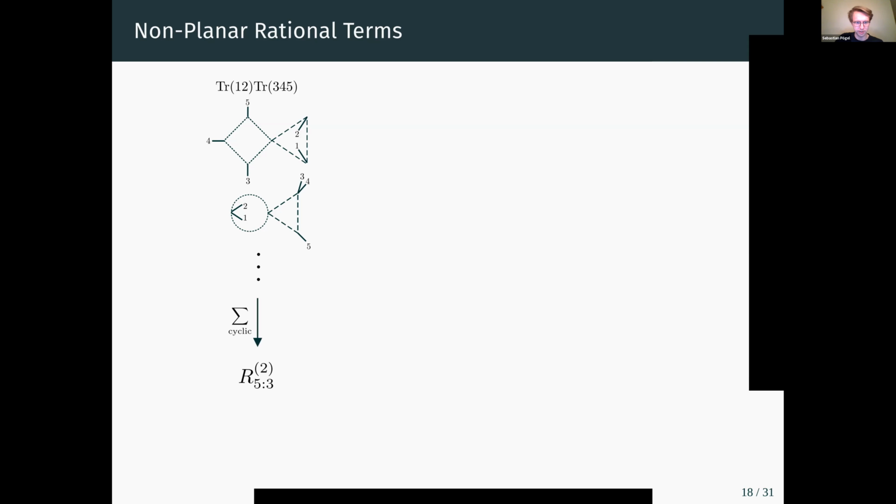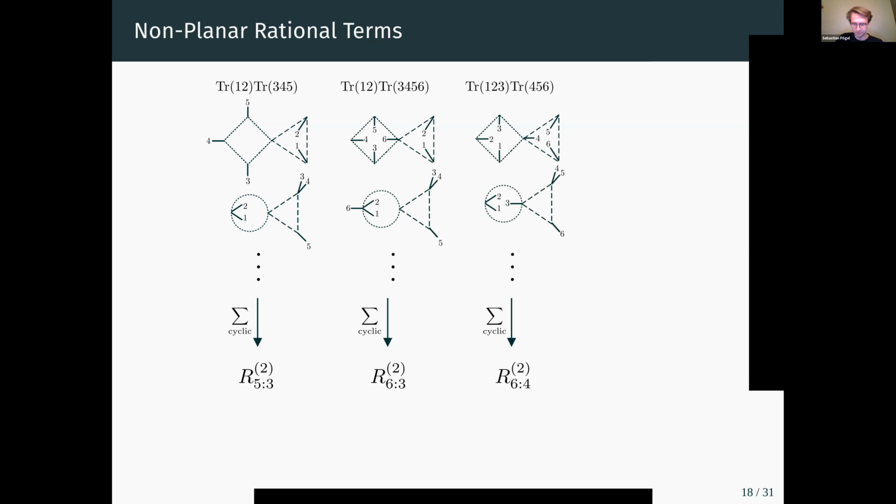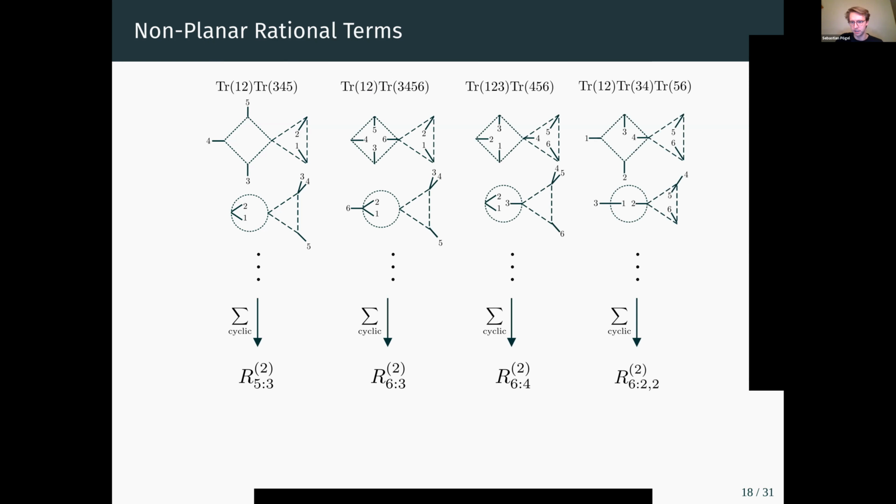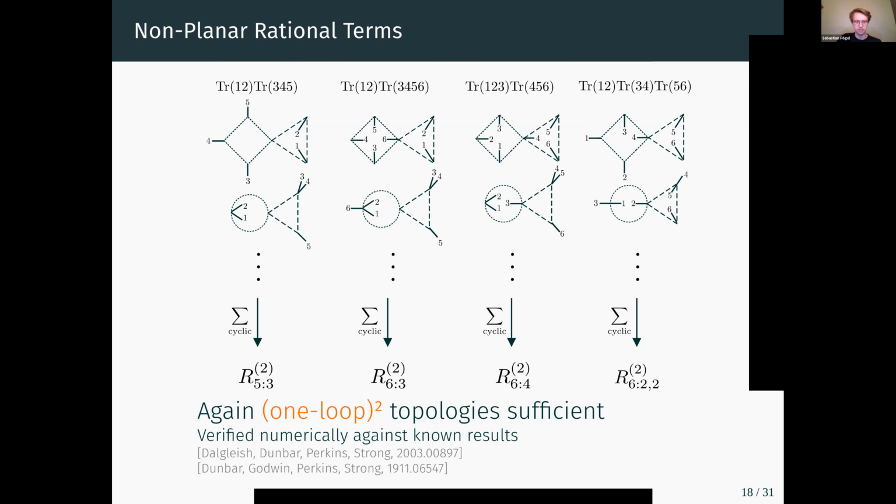And then summing over cyclic permutations, we get exactly the rational piece of the subleading color partial amplitude. The same thing also works, for example, for the double trace pieces of the 6-point, and also the triple trace piece of the 6-point as well. Again, here the one loop square topologies are sufficient to get these rational contributions. And we verified this numerically against known results, especially at 5 and 6 point.